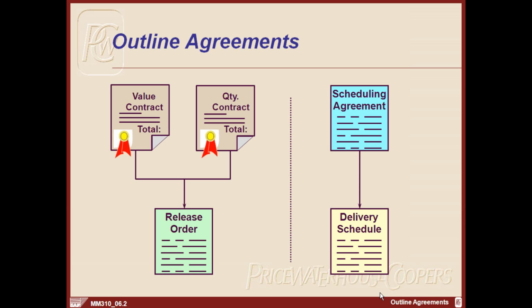They are called delivery schedules. So the delivery schedule information is not maintained in the contract. Therefore, for the material, whenever there is a need for that material, you still have to raise an order with reference to the contract. That order is called a release order. So the primary difference between the scheduling agreement and the contract, this we will see later.